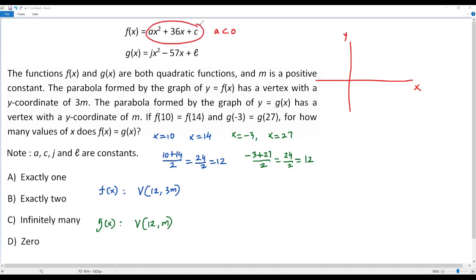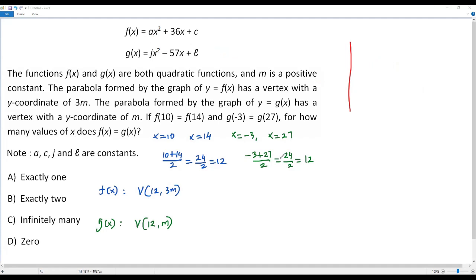For example, let me assume a is less than 0 for f of x. Then the parabola we get for this quadratic function will open down and will have the vertex in the first quadrant. And let me assume the leading coefficient for g of x, j, is greater than 0. Then the parabola for g of x will open up. Then the two quadratic functions intersect in 2 points. That is, for two values of x, f of x and g of x are equal. We can say answer choice B is correct, but I do not know. So to answer this question further, we need to know the values of the leading coefficients, so that we can know whether the parabolas open up or down.